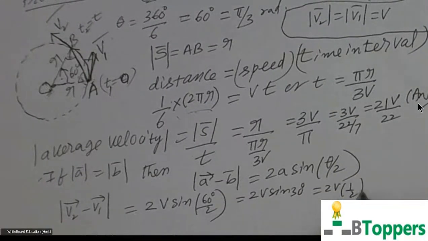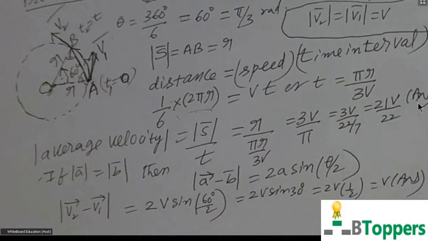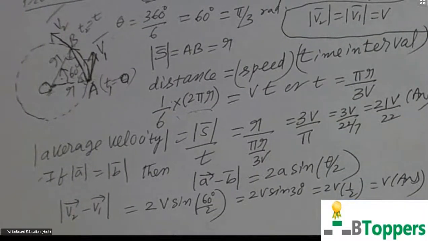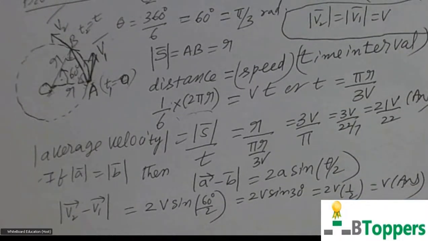Sine 30 degrees is 1 by 2. So you get V. That means the magnitude of the change in the velocity vector of the particle will be V. So that means these are the answers for the first question, 21V by 22 and V. If you want to copy the working, you can take a pause and copy the solution of this problem.